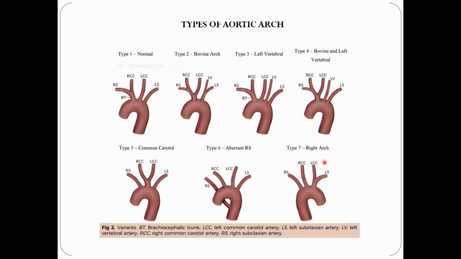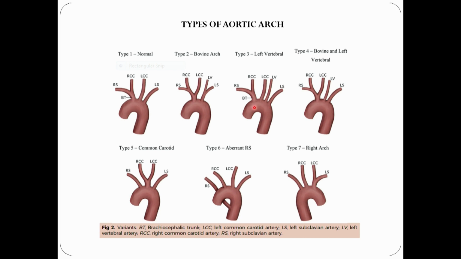Now coming to types of aortic arches, type 1 is the normal aortic arch, where there are 3 branches. First is the brachiocephalic trunk, then the left common carotid, followed by the left subclavian artery. Type 2 is a bovine arch, in which there are only 2 branches of the arch of aorta. The right brachiocephalic trunk, after its origin, gives origin to the left common carotid artery, and the second branch is the left subclavian artery.